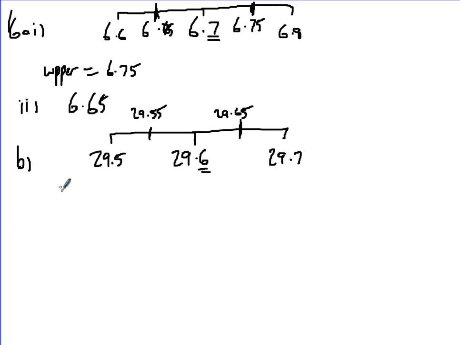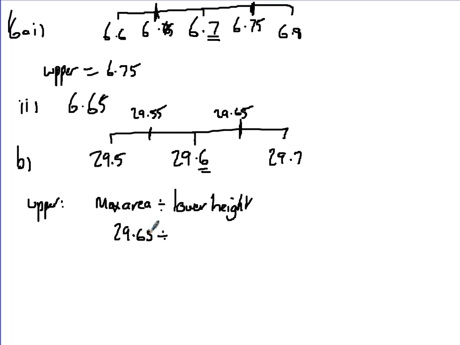So if we're wanting the upper, the biggest possible value for the length, we're going to take the maximum area and divide it by the least, or the lower, height. So the maximum area we can have is 29.65, and then that will be divided by the lowest height we've got, which is 6.65. Put that in a calculator, we'll then get 4.05263.